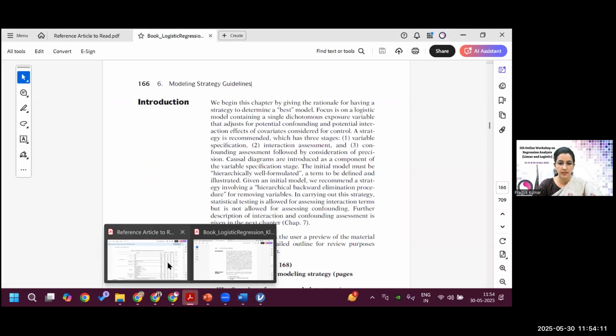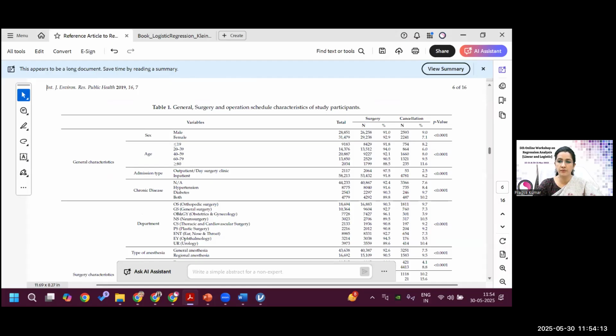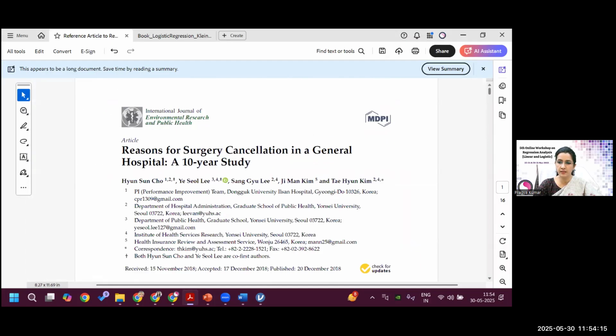Regarding the book, Dr. Namrata, I think yes, you were right. It is not there in the folder. So we'll put that in the shared group. I mean, in the group, we'll share that book. So this was the article, a reason for surgery cancellation.